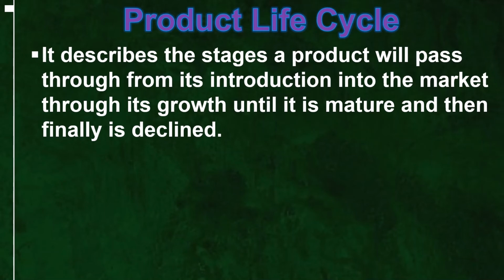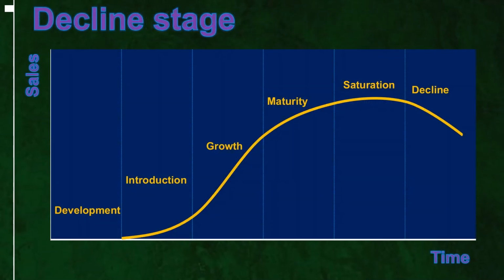Product life cycle describes the stages a product will pass through from its introduction to the market, through its growth until it's mature, and then finally is declined. Stages of product life cycle. Development: no sales, no profit. Introduction: sales will grow slowly and no profit yet. Growth: sales grow rapidly, meaning very fast, and profits start to be made.